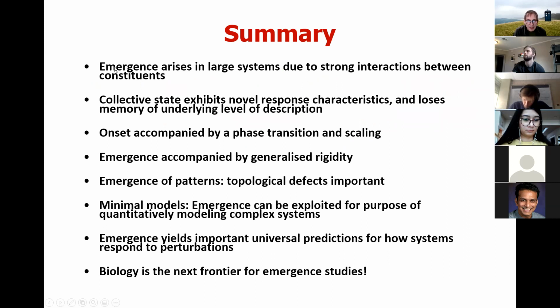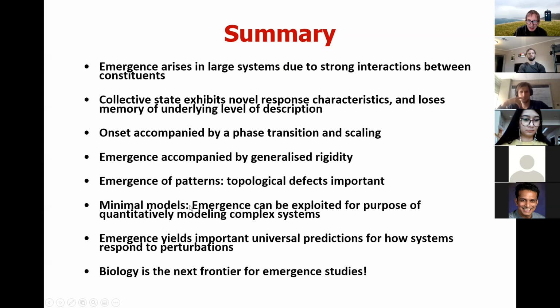So what I've told you in this introduction is that emergence arises in large systems due to strong interactions between constituents. A collective state exhibits novel response characteristics and loses memory of its underlying level of description. The onset of emergence is accompanied by phase transitions and scaling. Emergence is accompanied by generalized rigidity. The emergence of patterns and topological defects have interesting scaling laws, and one can try to understand these in the same way that one does for equilibrium systems.